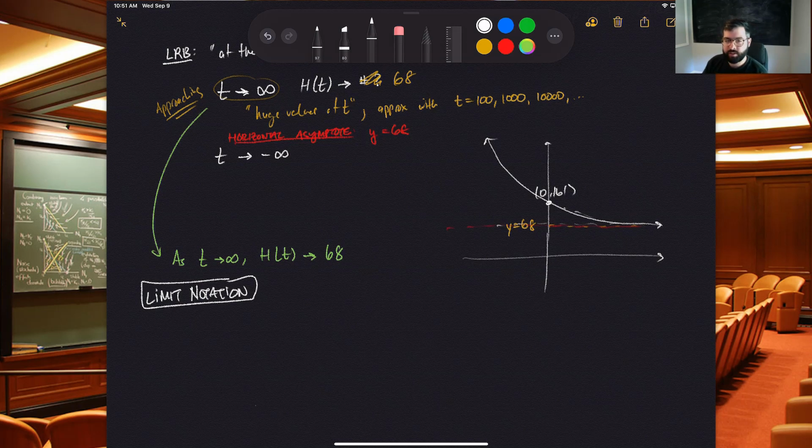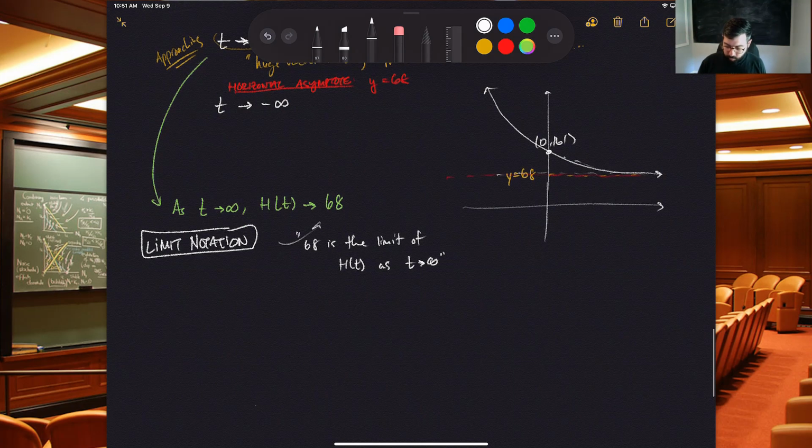And limit notation says that 68 is the limit of h of t as t approaches infinity. You might hear these expressions used in science or in mathematics called the limiting behavior or the limiting factor. It means this is a bound, this is where it's heading in the long run. So 68 is the limit of h of t. That's where it's heading toward.